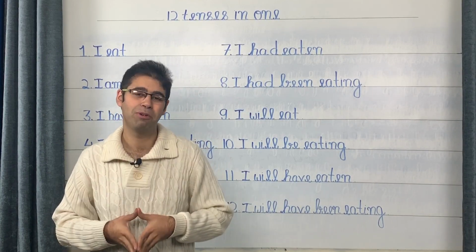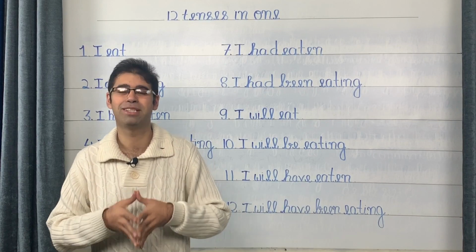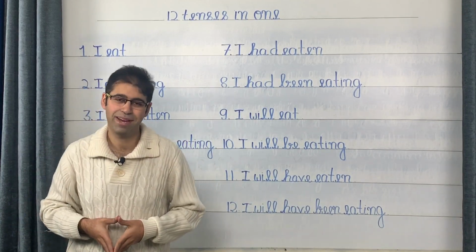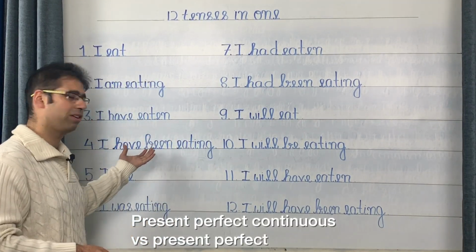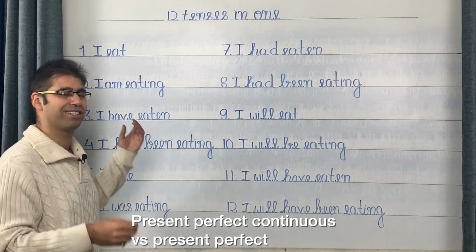That's comparison number 1. Let's check out comparison number 2. So for our second comparison, we have it between the present perfect continuous and the present perfect.